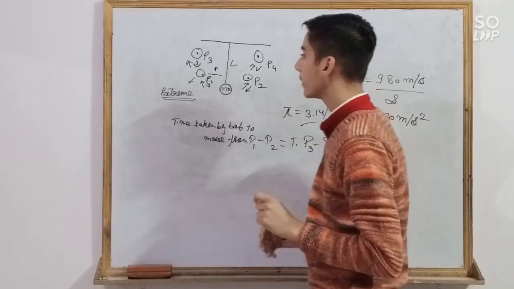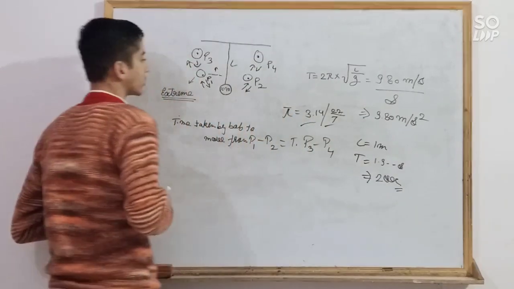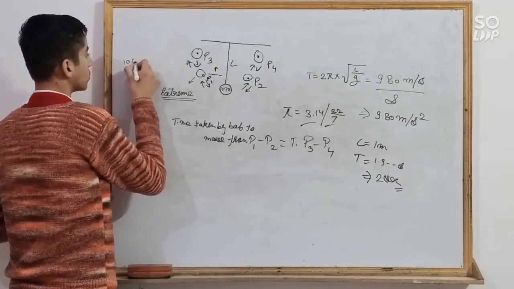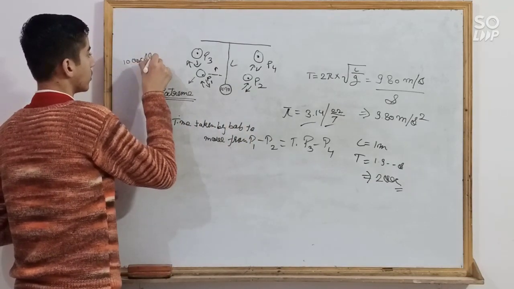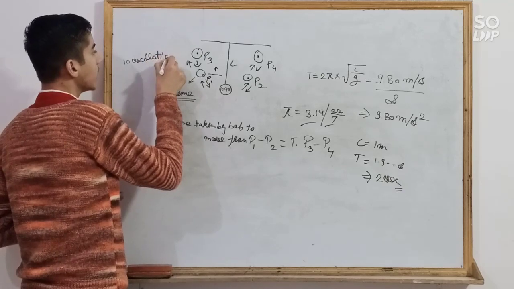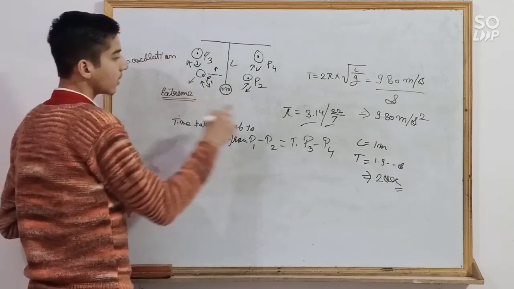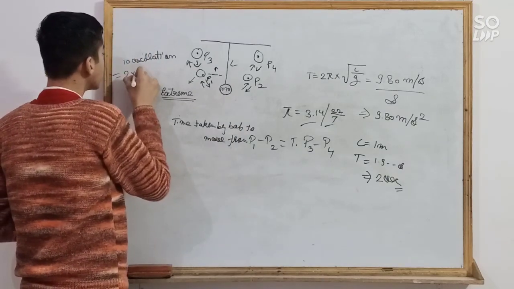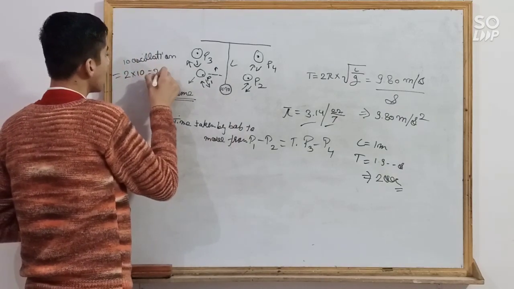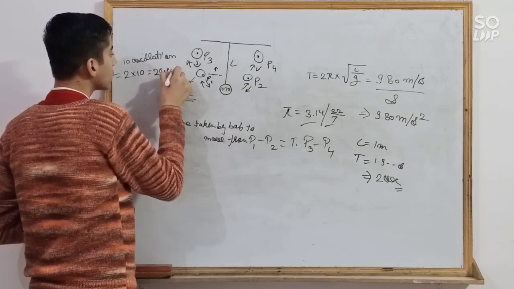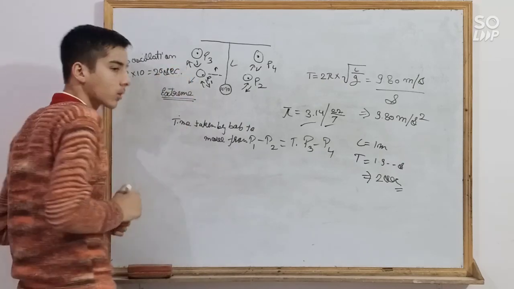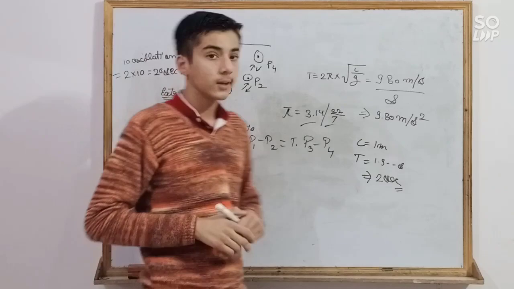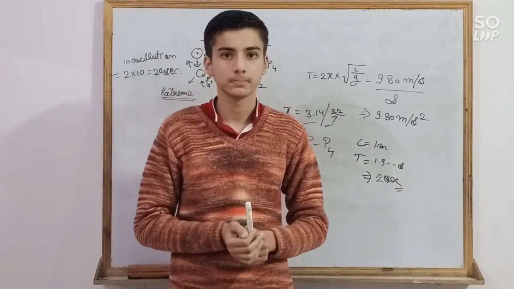And in that experiment, we will be counting 10 oscillations. And according to our equations, if we take 2 seconds for one oscillation, then it will take 2 into 10 seconds, or 20 seconds, for 10 oscillations. So let's move to the experiment.